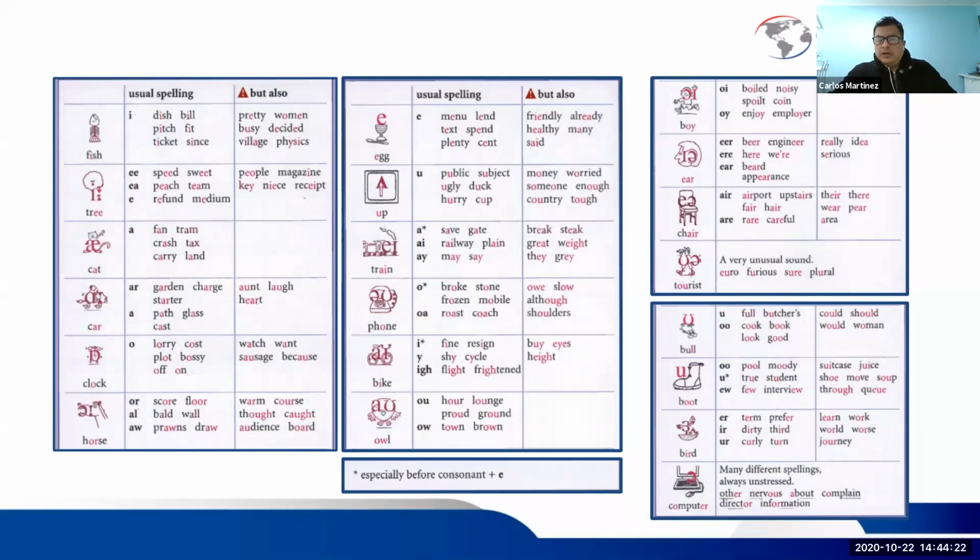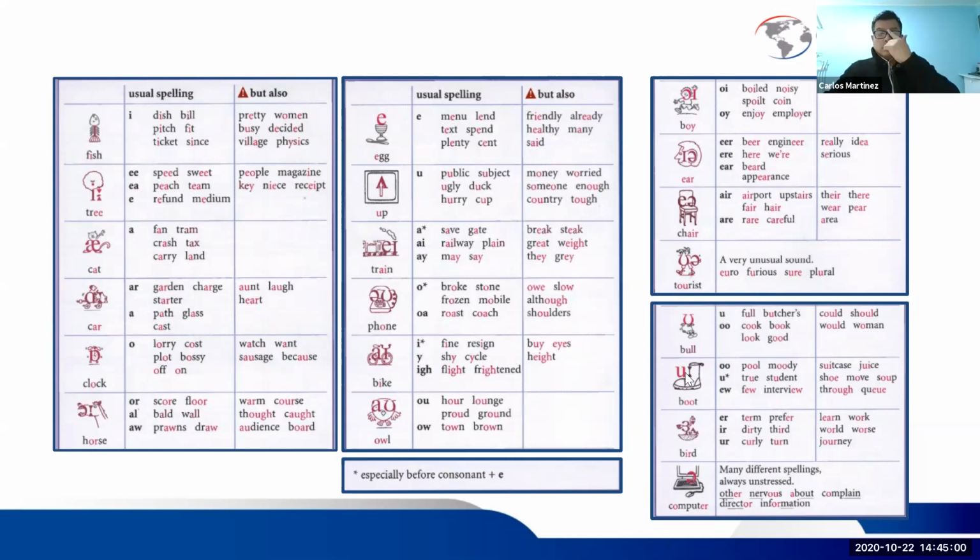And finally, we have the short U, like in bull, that is represented by the letter U, like full and butchers. The double O, like you don't say cook, you say cook. You don't say book, you say book, look, and good. This is the letter O. Or we can also have the combination OUL, like could, should, would, and woman. All these combinations of letters produce the U sound.